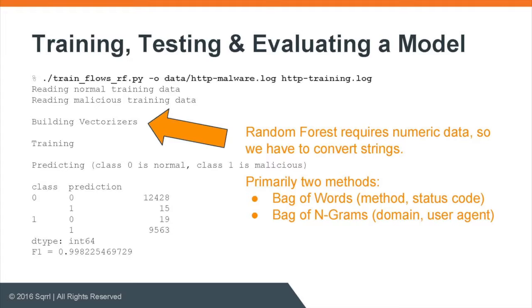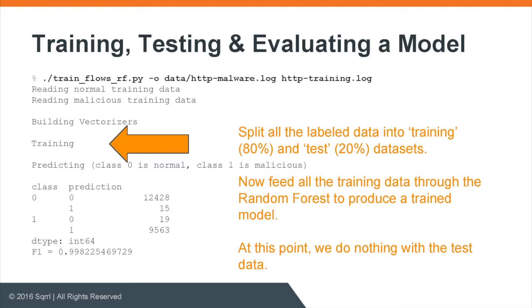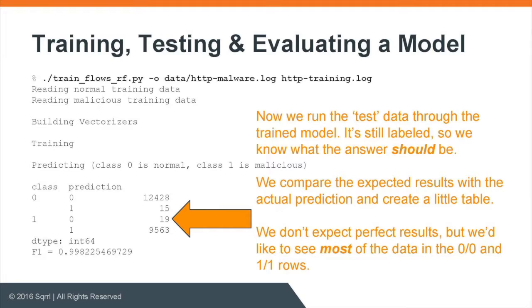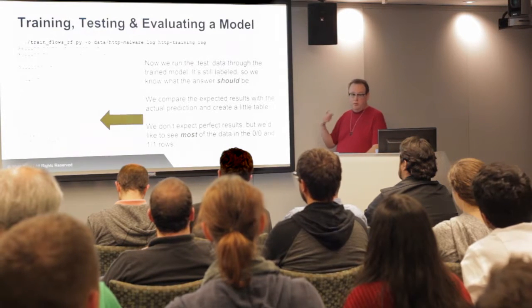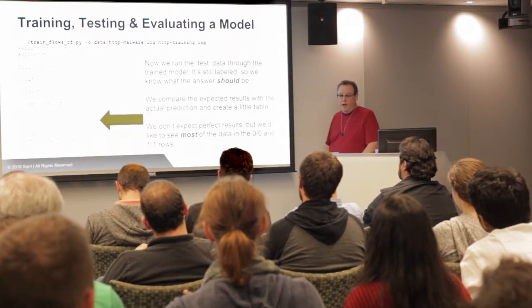We split it into about 80% training data and 20% test data and fed it through the random forest. At this point, notice that we haven't really done anything with the test data set, that 20% that we reserved. But this is where it came in. Now we've made the trained model. We want to see how good our training is. So we took that test data, which is still labeled benign or malicious, and that way we know what the answer should be for each one of those, and we run them all through the trained model to see how good we are.